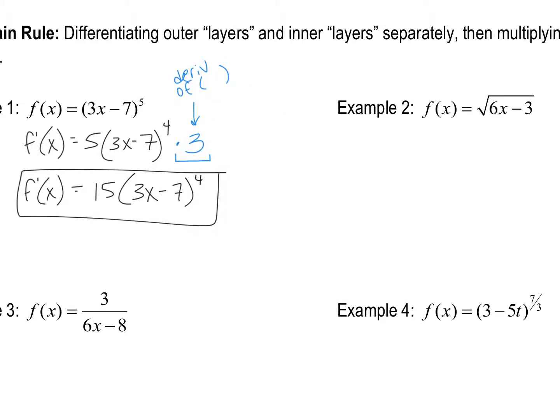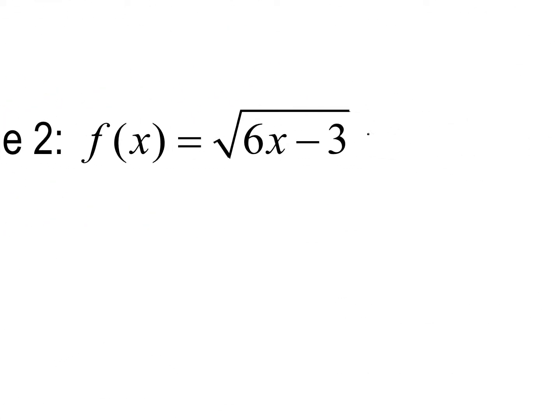Now let's try a couple more. I'm going to first rewrite this thing. I know that this is 6x minus 3 to the 1/2. Okay, same thing as a radical. A radical is the same thing as a 1/2 exponent. So rewrite it so that we can use our exponent rule. It's just a little bit easier.